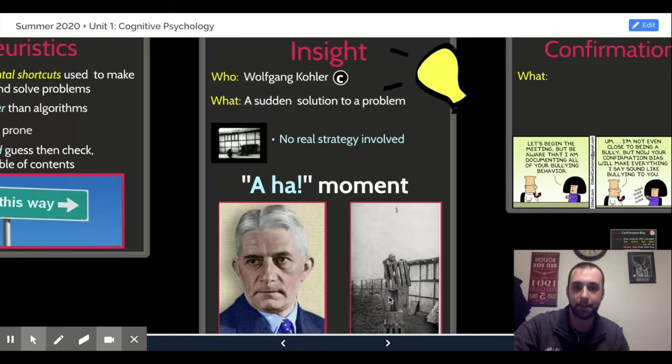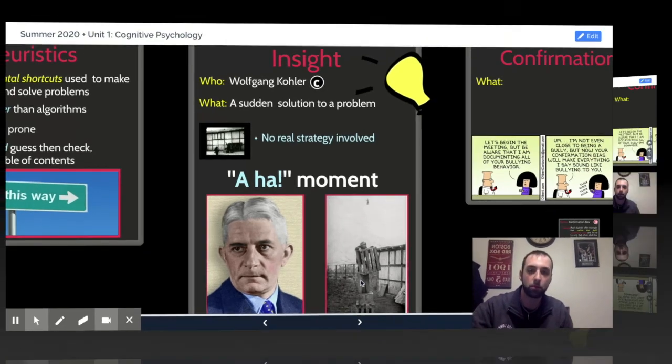That's what we call insight. When you're sitting there struggling to solve a problem and then all of a sudden the light bulb goes off. There's no real strategy involved in it, but all of a sudden you have a brand new idea and you're approaching a problem in a new manner, and all of a sudden you've come across a solution.